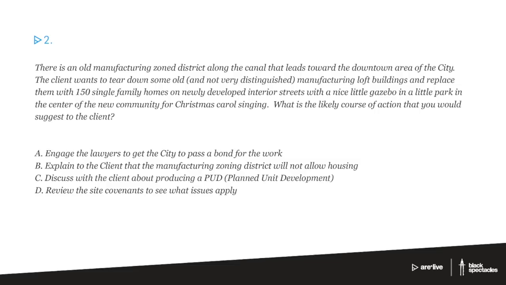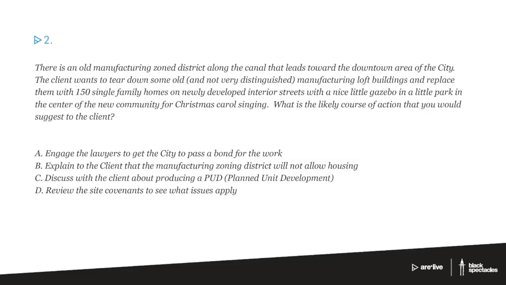This actually is a pretty common scenario and something that architects end up getting involved in all the time. So we have an old manufacturing district, the new owners wanting to put in a housing development. What do you need to do? So our possible answers are, A, engage the lawyers to get the city to pass a bond for the work. B, explain to the client that the manufacturing zoning district will not allow housing. C, discuss with the client about producing a PUD. And D, review the site covenants to see what issues apply.